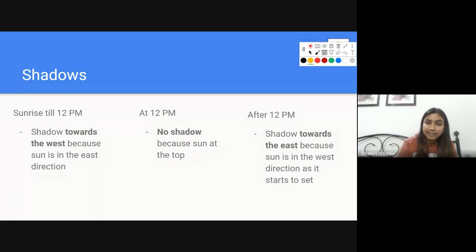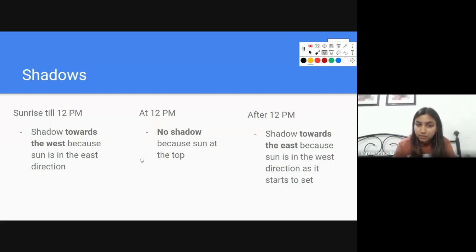तो सनराइज से लेके 12 बजे तक सन ascend कर रहा होता है, मतलब it's coming at the top, so it's in the east, and that's the reason कि आपका shadow जो है वो west में होता है.